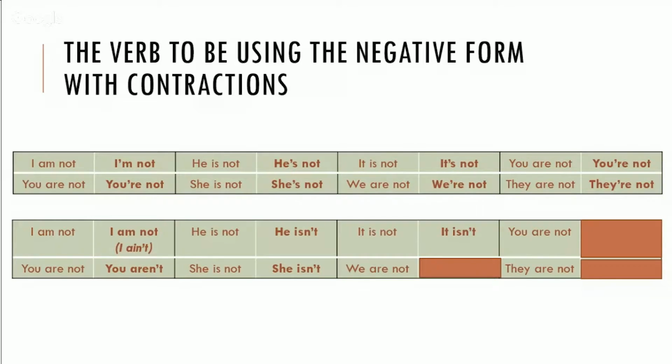Then we have we are not. And for we are not, you're going to do the same thing that you did with you. You're going to combine are and not as aren't. And it's going to be we aren't. You have the second you, which is ustedes. You do the same thing. Are and not, you put those two together, and it would be you aren't. And lastly, they are not. You do the contraction with are and not, and you get they aren't.